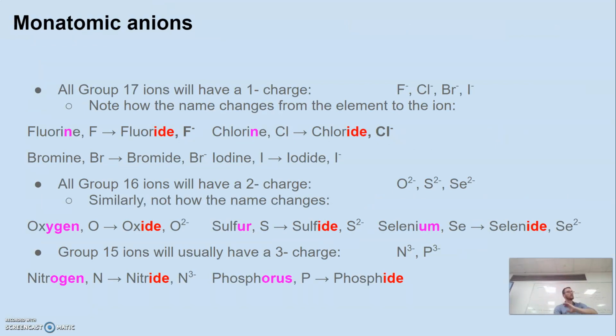Okay, so moving on to group 17. Group 17 wants 1 electron to complete its outer shell. So it's got 7, it wants 1 more. Electrons are negatively charged. So if I've got 1 more negative, I'm a -1 or a 1 minus charge. Does that make sense? What I want you to notice too is how the name changes. Fluorine changes to fluoride. Chlorine turns to chloride. Bromine, bromide. Iodine, iodide.